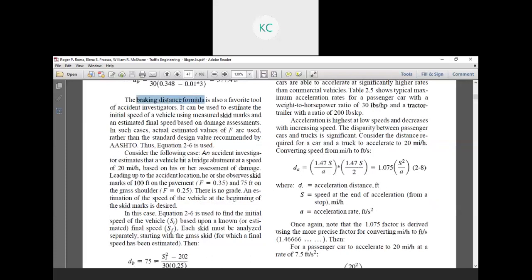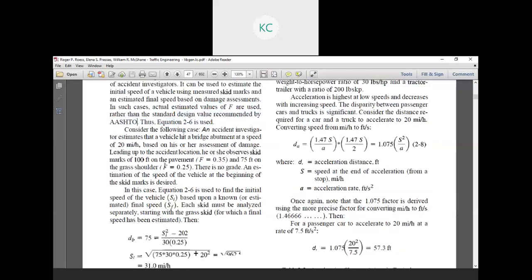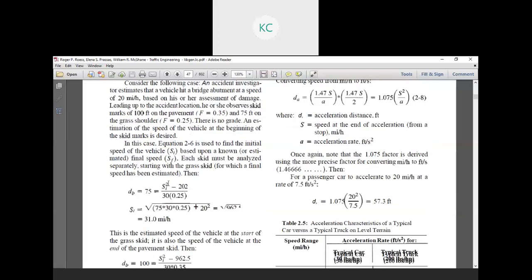The braking distance formula is also a favorite tool of accident investigators. It can be used to estimate the initial speed of a vehicle using measured skid marks and an estimated final speed based on damage assessment. In such cases, actual estimated values of f are used rather than the standard design values provided by AASHTO. So while doing accident analysis or accident assessment, the braking distance equation is termed as d equal to 75 equal to si square minus 20 square upon 30 into 0.25.